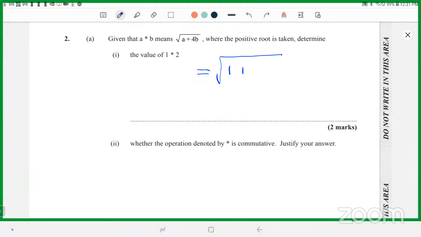Plus 4 times. And the second value is the B. And you go, the 2 then becomes the B, right? Where the B is right there. And so I'm going to put 2 there. And then you just work this out normally.